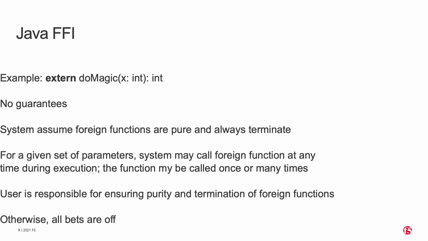Basically all bets are off. There are no guarantees. You're responsible. The system assumes that these are pure functions and that they always terminate. Obviously, the termination guarantees of the language don't hold if you call a function that doesn't terminate, and we can't control what a Java function does.